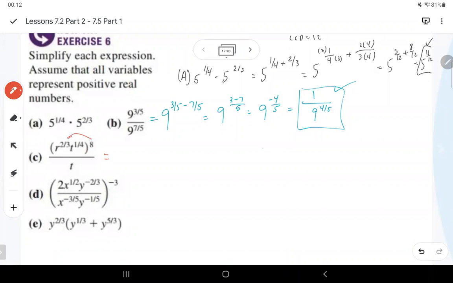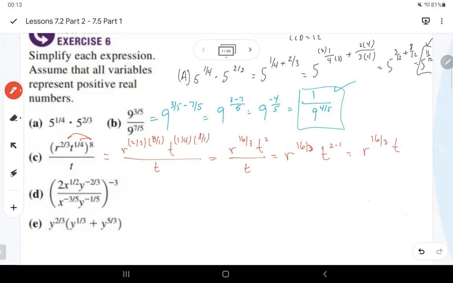Here we're going to distribute just on the top. The other one on the bottom, we distribute everywhere, but here would be r to the 2/3 times 8 over 1, t to the 1/4 times 8 over 1 over t. So that would be r to the 16/3, and then t, the 4 and the 8 cancel to give us t squared over t. This will be r to the 16/3, t to the 2 minus 1. So that's just r to the 16/3 t. And we got that one done.